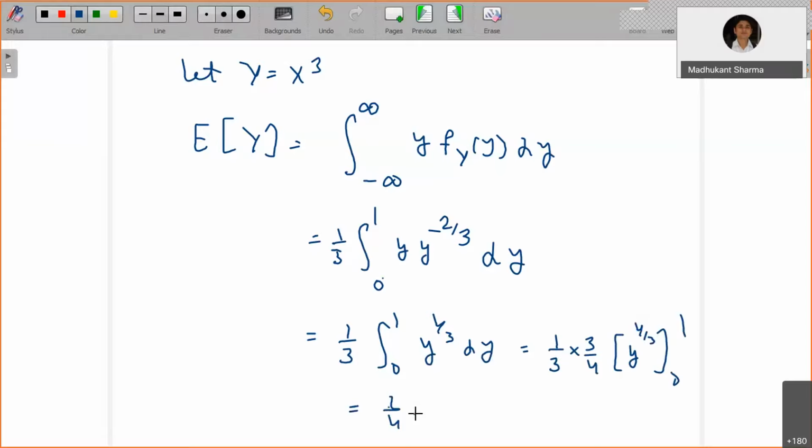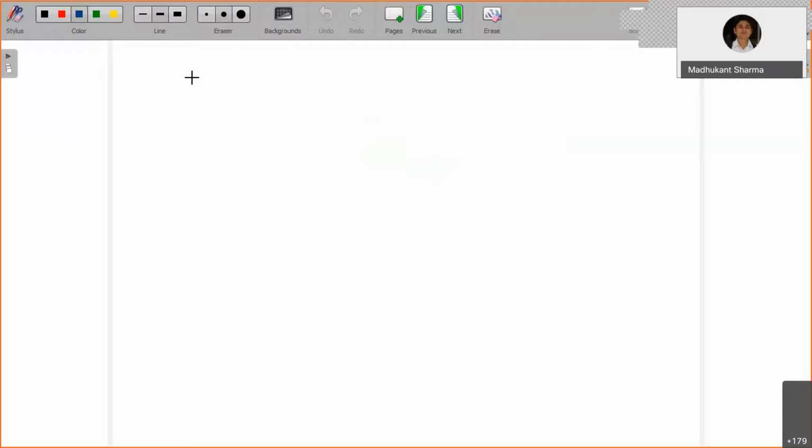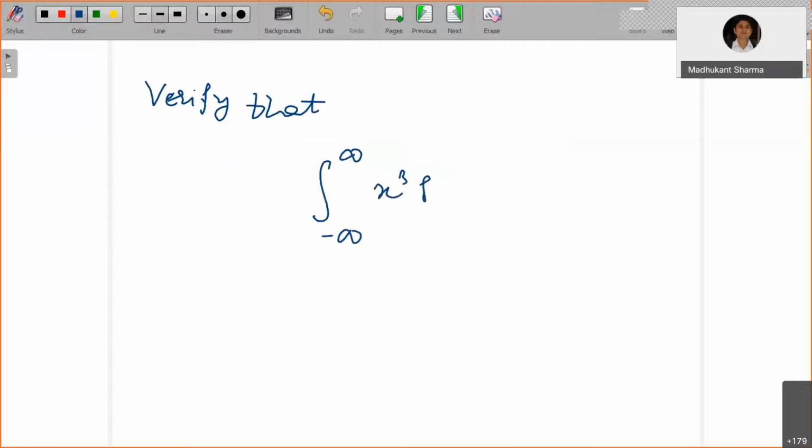Okay, right. So the expected value of the random variable x cube is 1 by 4. Now I want you to evaluate the integral. So verify that integration from minus infinity to infinity of x cube times f_X of x dx is also 1 by 4 for this case. It's very simple for this particular example.